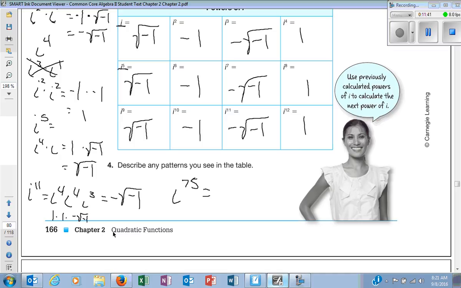Say it again? Negative 1 square root. Negative 1 square root. Wouldn't that be just, are you saying it'd be the same as this one? How did you get that? Okay.